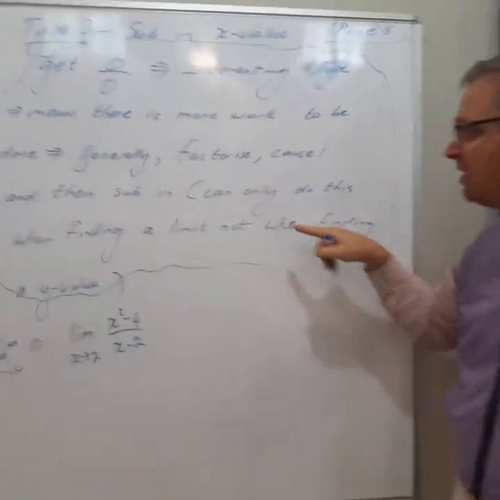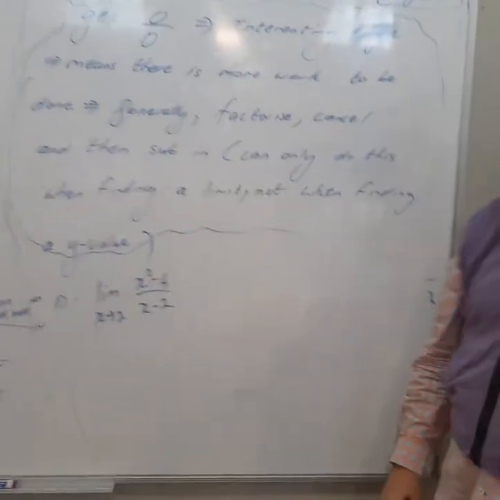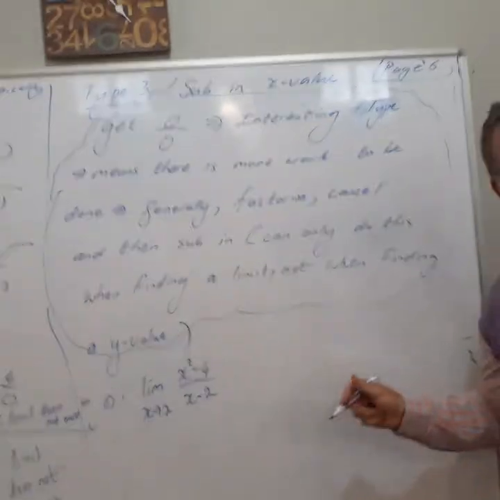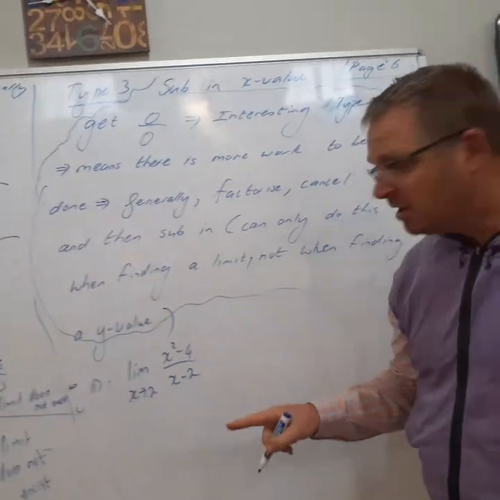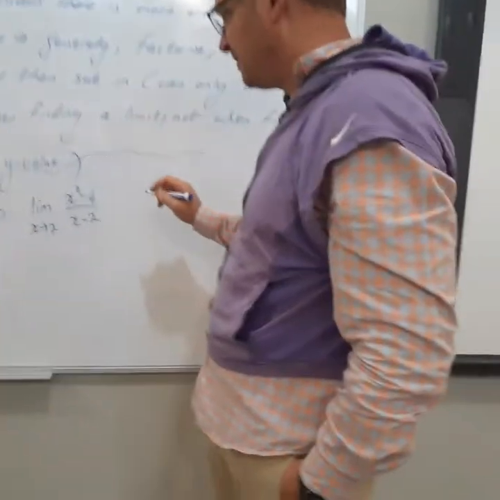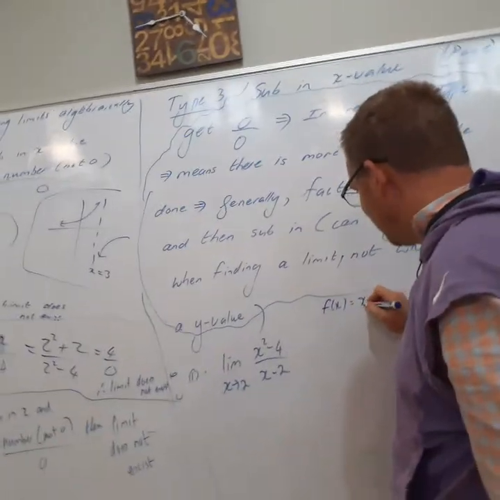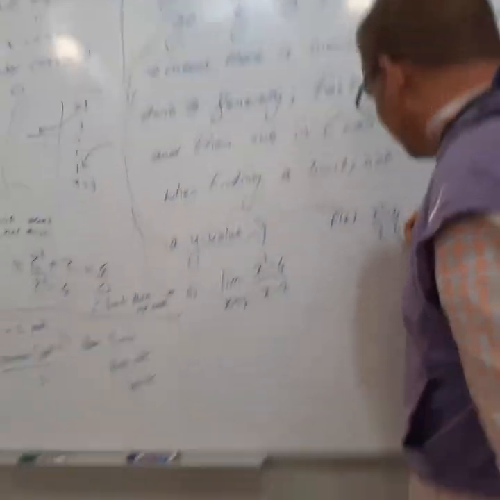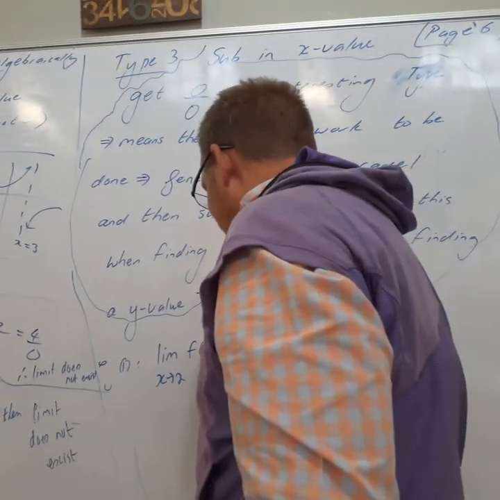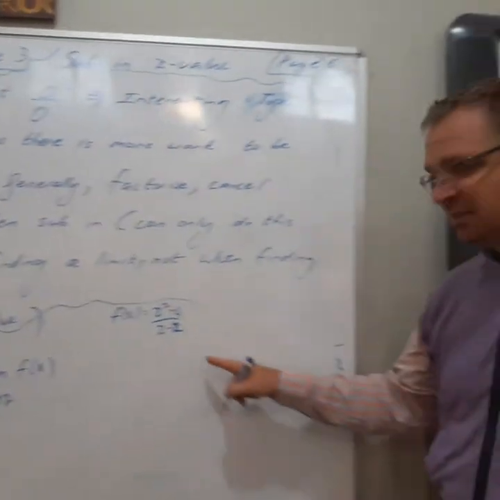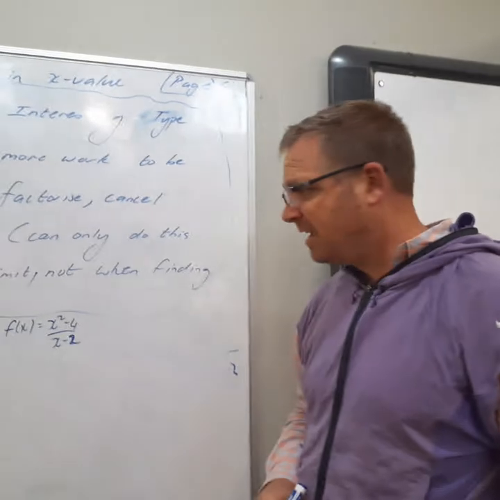And it's important to remember you can only do this when finding a limit, not when finding a y value. This process of algebra we're about to do, you can't do it when you're finding a y value, you can only do it when you're finding a limit value. So if I said to you, f of x is equal to x squared minus 4 over x minus 2, and I said to you, what is the limit as x tends to 2 of f of x?